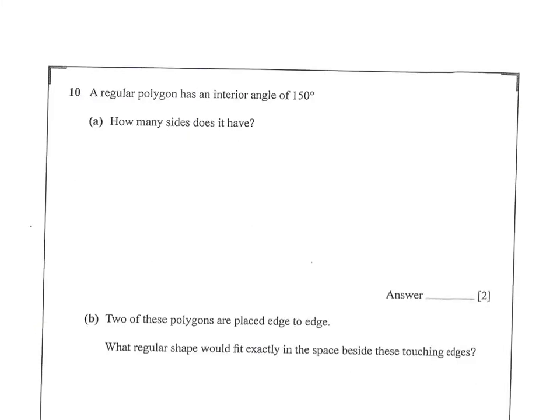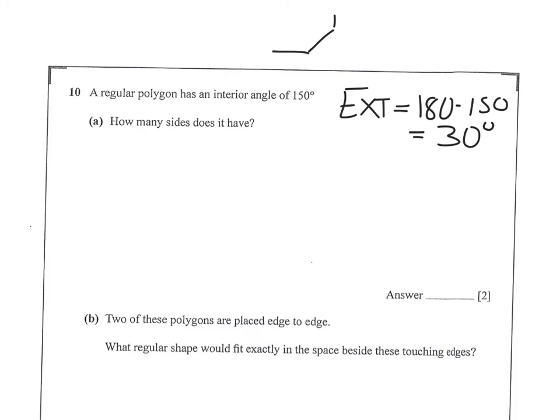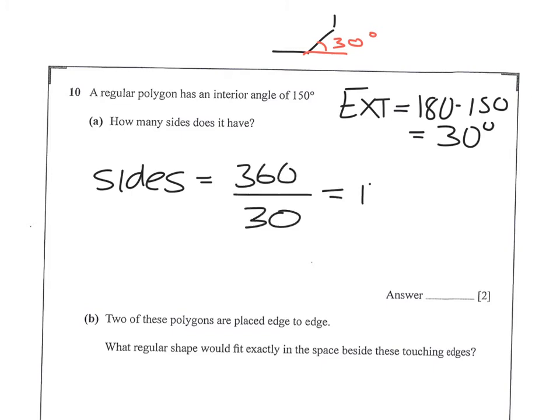So a regular polygon has an interior angle of 150 degrees. Remember what I told you about these? Always start by working out the exterior angle, and the interior plus the exterior are on a straight line. So 180 take away 150 is 30 degrees. And what that means is if we have a polygon, this angle here on the outside is 30 degrees. The number of sides then is 360, because that's what the exteriors add to, divided by 30, which is 12.